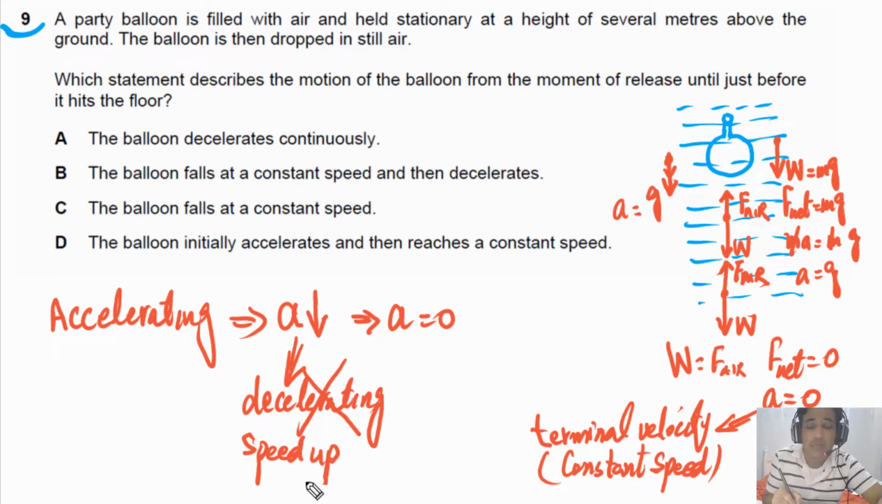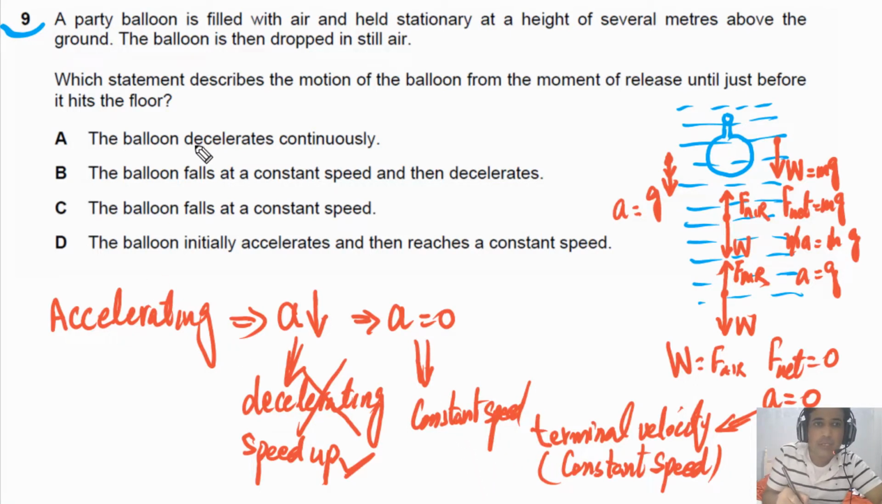When acceleration is decreasing, the balloon still has acceleration. If the balloon has acceleration, it means the speed of the balloon is increasing. When acceleration is 0, it means the balloon is at constant speed. And these are the points we need to understand to answer this question.